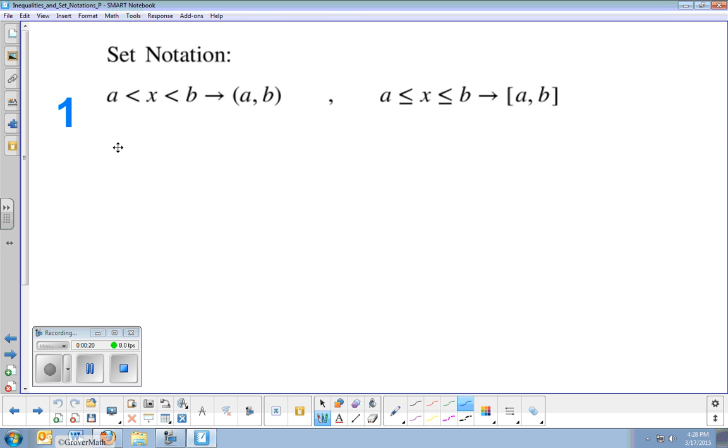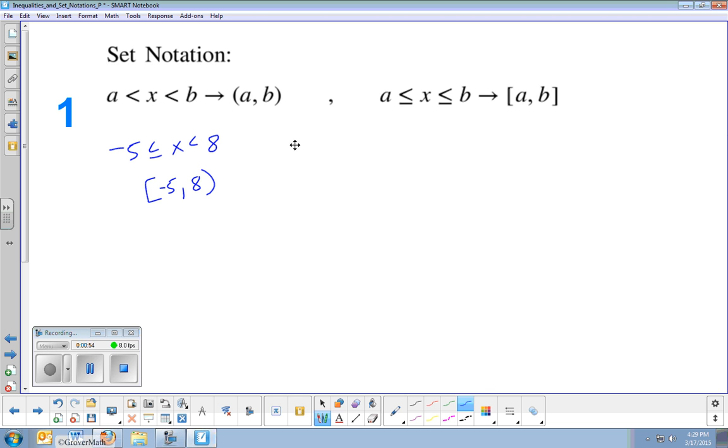For example, if we had a solution set that was -5 is less than or equal to x is less than 8, that would be a bracket -5, and it's a bracket because it's less than or equal to, for the -5, comma 8. You don't write the x at all, just the numbers. But because this one's not less than or equal to, it's just less than, it would be a parenthesis. So this is the set notation of that. Basically, the equal to bars means bracket, not equal to means parenthesis.